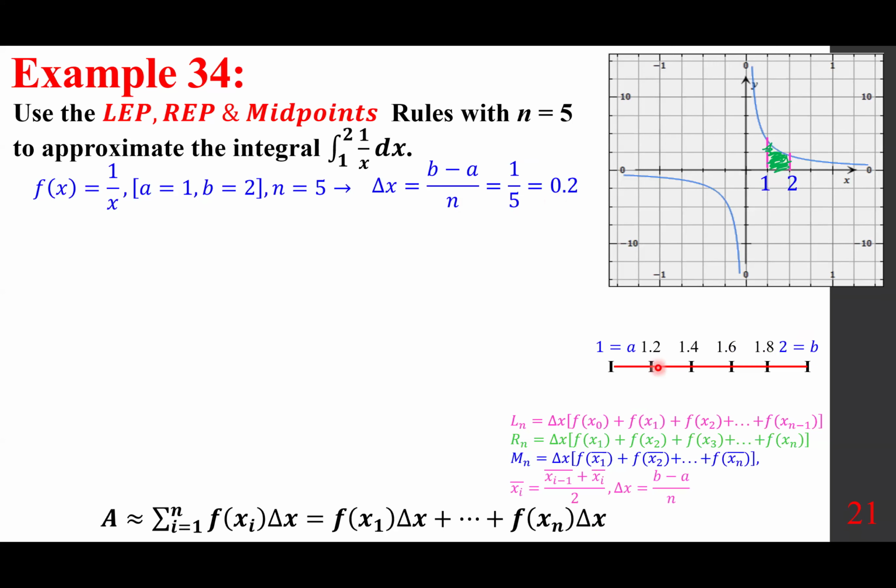You go with a number line. It starts with a, which happened to be 1. It ends with b, which happened to be 2. And we add the delta x of 0.2. So 1.2, 1.4, 1.6, 1.8, and so forth.